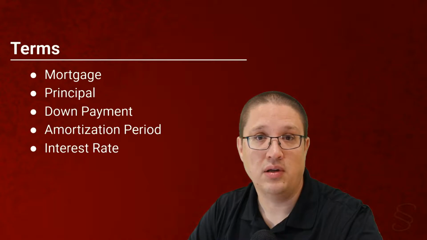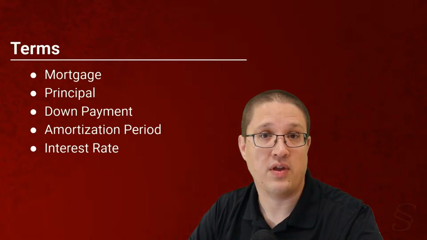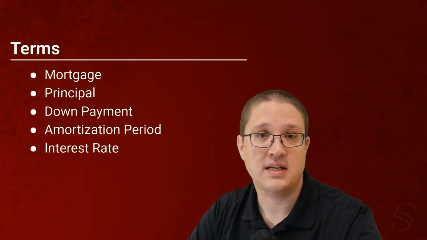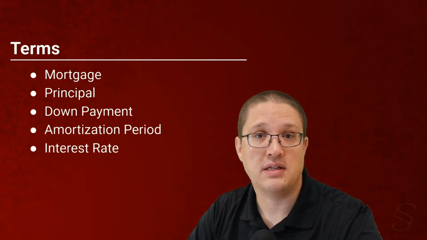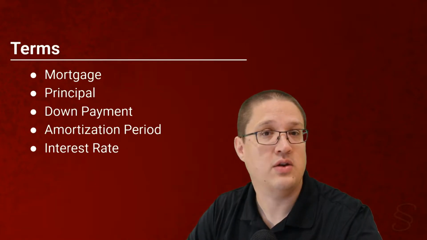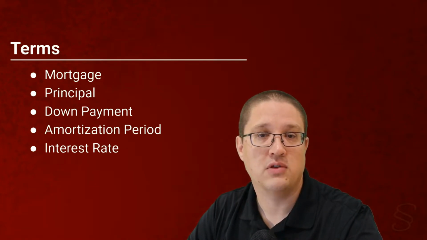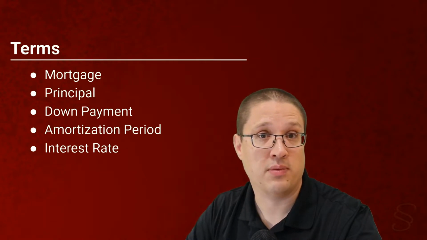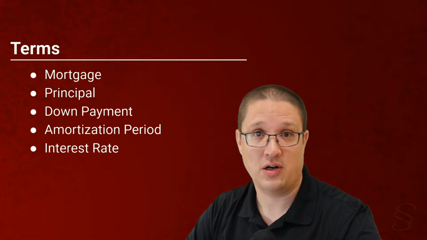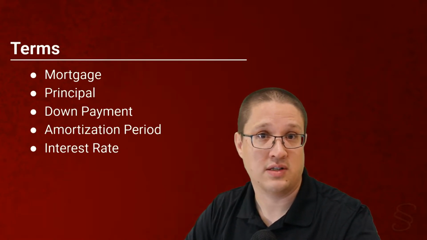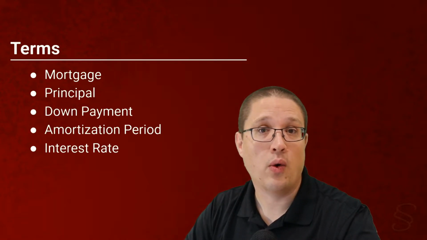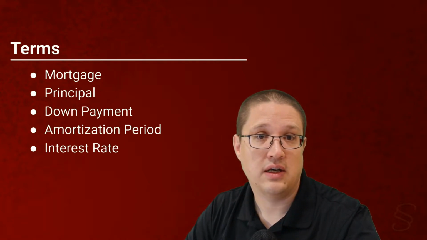The principal is the amount that you borrow. With any loan or with any investment, the principal is your starting amount, how much you borrow at the beginning. Your down payment is how much you have saved up so that you don't have to borrow that amount. So if you have a house that you're wanting to purchase for $200,000 and you have $50,000 saved up, you'll need to borrow $150,000. So the $50,000 would be your down payment and the $150,000 would be your principal.